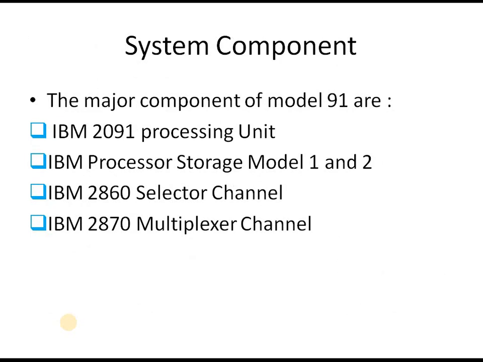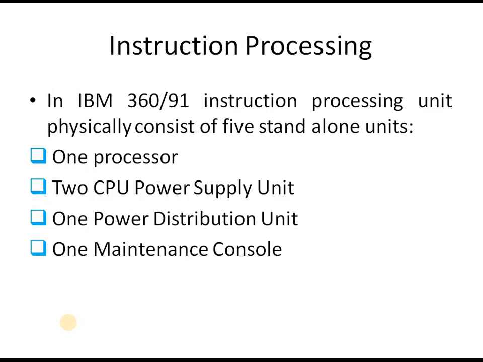Now, let us talk about the system components. The major components of Model 91 are an IBM 2091 processing unit, IBM processor storage Models 1 and 2, IBM 2860 selector channel, and IBM 2870 multiplexer channel. Instruction processing.